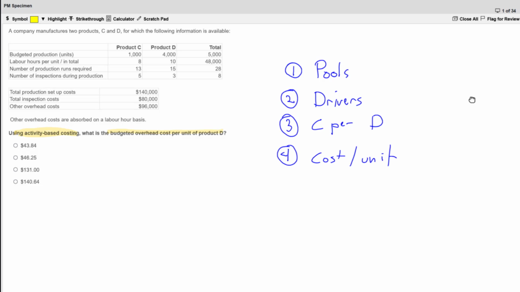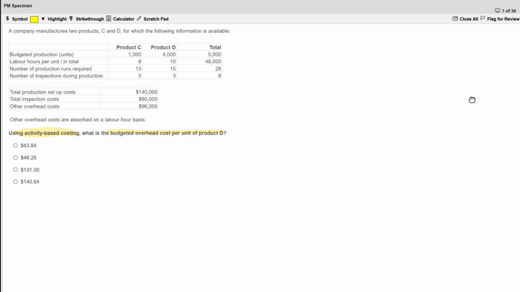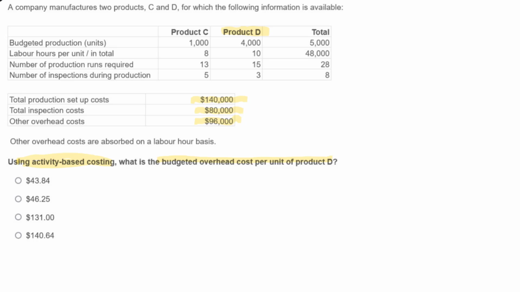Let's now dig into the question. It's always a good idea. Lay out your steps. Make sure you know where you're going when you get into those numbers. So first off, we got to get a cost per unit for D. Let's make sure we stay focused on that. And right away, I see we've got 3 cost pools, the 140, the 80, and the 96. Next step, we found our cost pools. Let's look here and find our drivers.